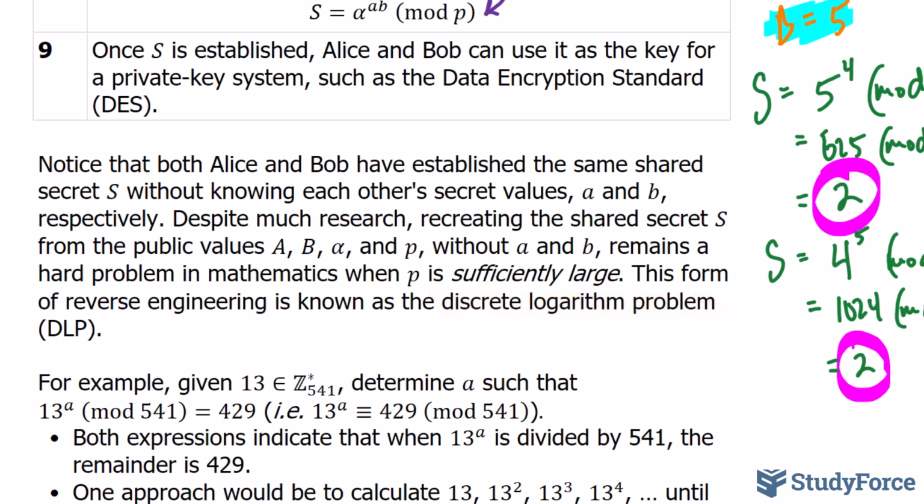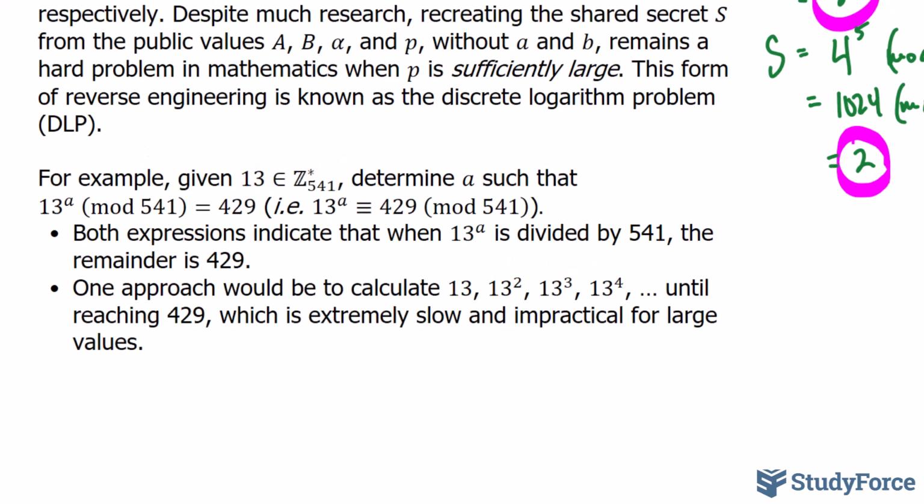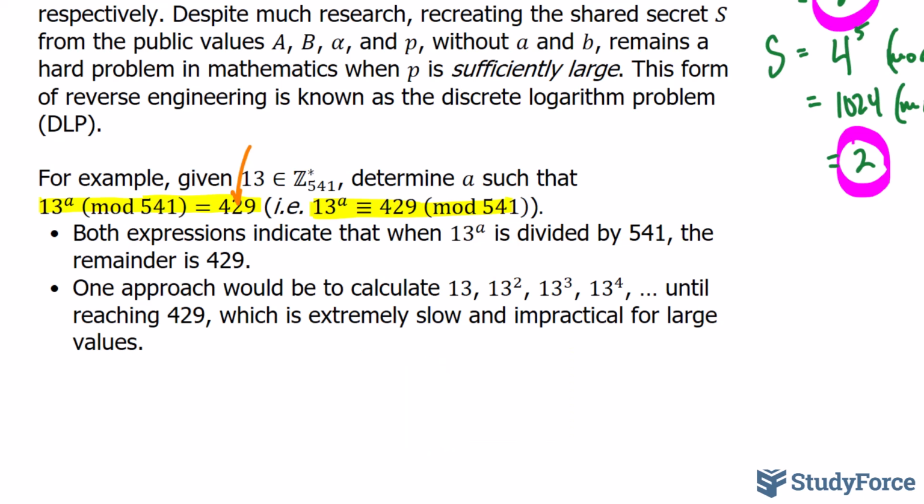For example, suppose we know p to be 541 and the selected generator to be 13. If we look up Alice's public key, which happens to be 429, we would need to solve this equation to figure out Alice's secret, lowercase a. Or, in other words, this problem, where 13 raised to the power of a is congruent to 429 mod 541. Both expressions here indicate that when 13 raised to the power of a is divided by 541, the remainder is 429. And one approach to solving for it, if we were to reverse engineer and find out what that secret is, would be to calculate every power of 13 from 1 to 540 mod 541 until we find a remainder of 429, which is extremely slow and impractical, especially when the value of p is very large for both humans and computers.